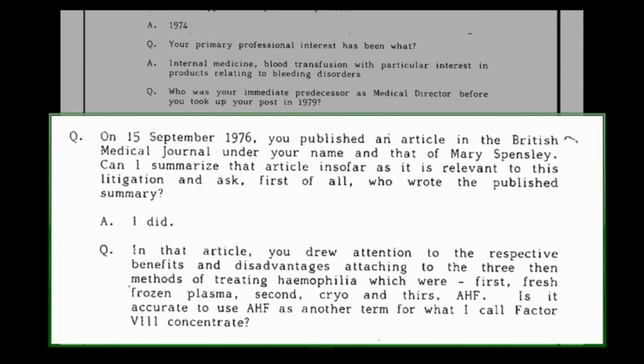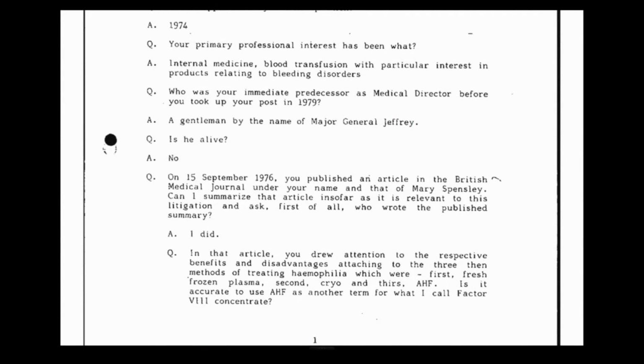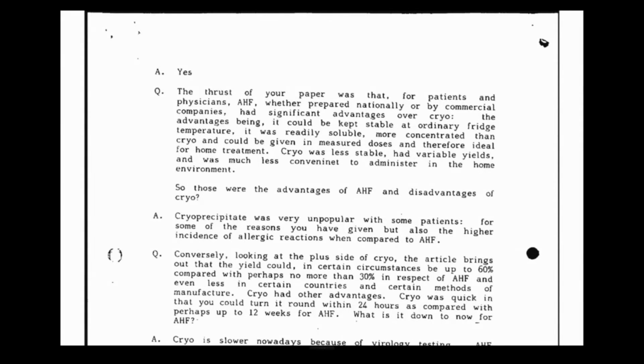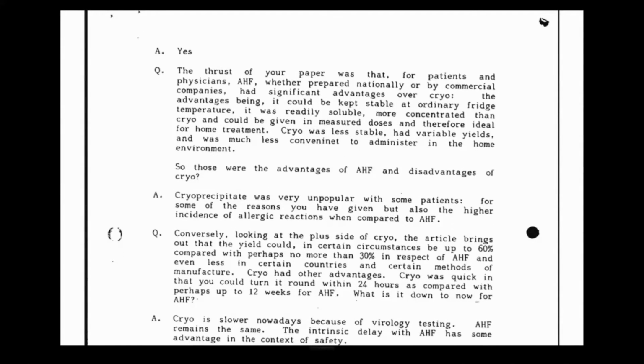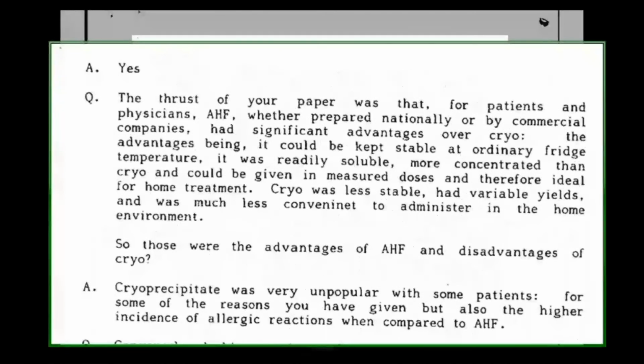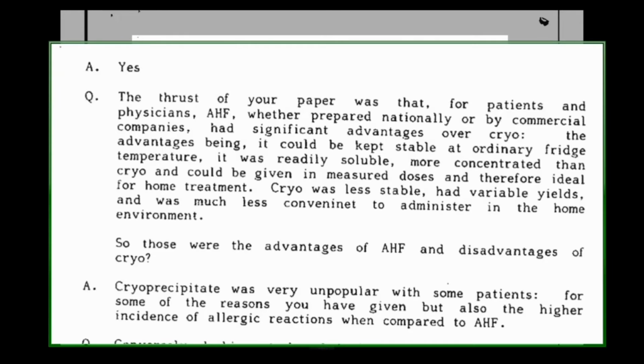Is it accurate to use AHF as another term for what I call factor VIII concentrate? Over the page, yes. And then the question is put by reference to the article that the paper was saying that there were advantages of concentrate over cryo. The answer then given by Professor Cash: cryoprecipitate was very unpopular with some patients for some of the reasons you've given, but also for the higher incidence of allergic reactions when compared to AHF.